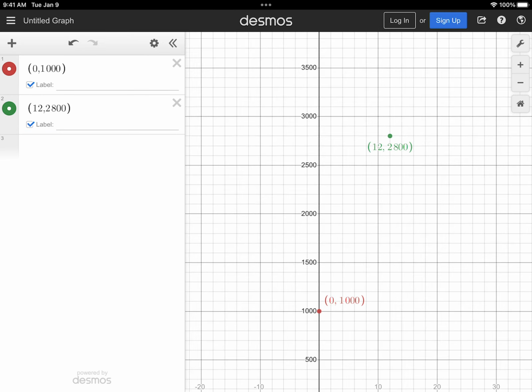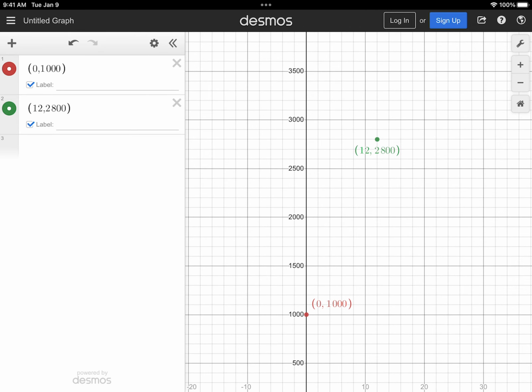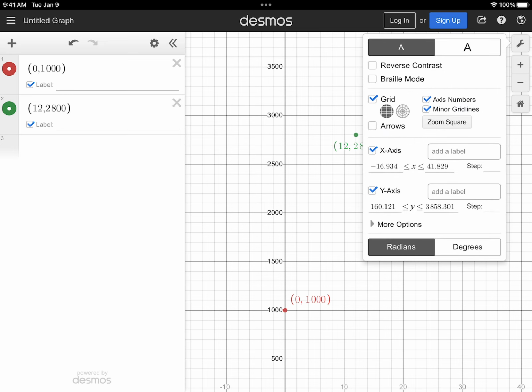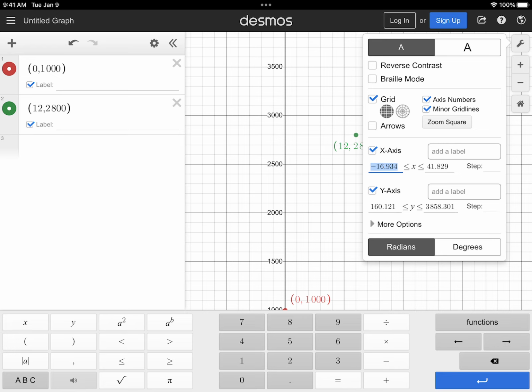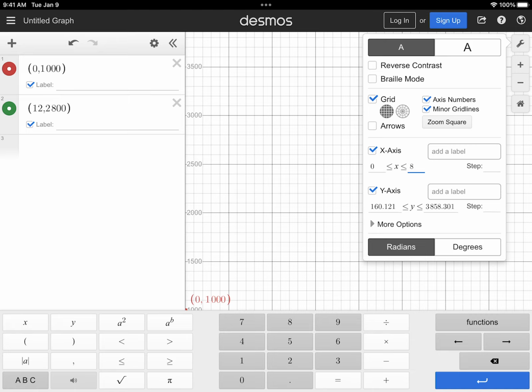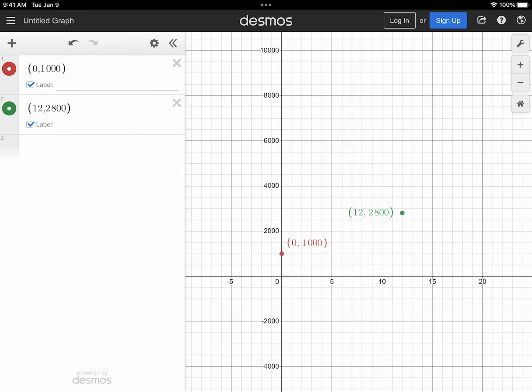And if your picture doesn't quite look like this, you can change the zoom value by clicking the wrench on the top right. So if I click on that wrench, I see that the X values, so the inputs, are going from negative 16.934 to 41.829, and you can change this if you want to make the picture look better. So I can change it from X is 0 to X is 8 or something like that, and that can make the picture look a little bit better.